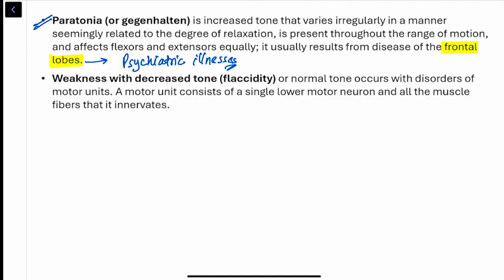Weakness with decreased tone is flaccidity. Flaccidity is a sign of lower motor neuron lesion. It means the limb will be totally flaccid, totally loose. It is a lower motor neuron lesion.